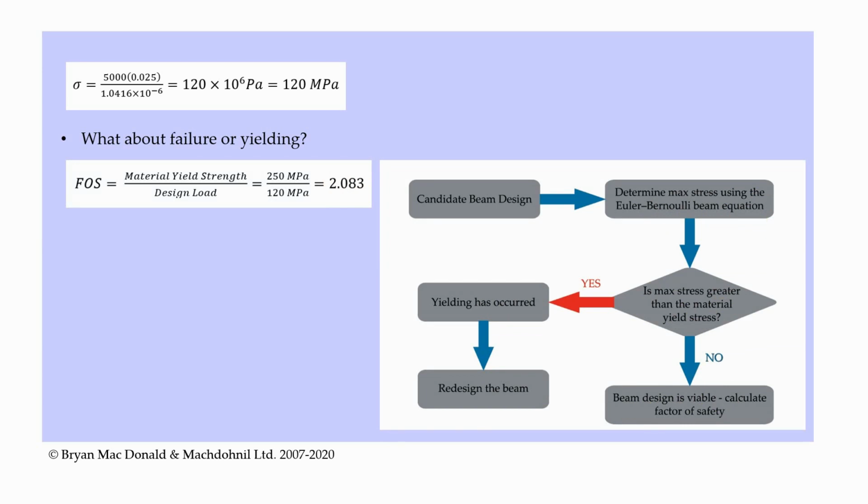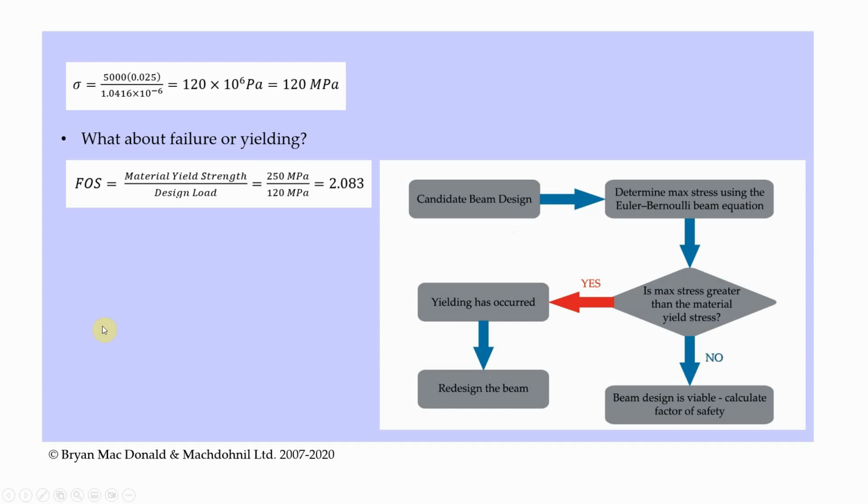We need to change something to try and reduce the stress in the beam. So we might change the cross section. We might change the length. We might change the load, something like that. So that's just a very, very simple example, and this shows the flow chart we went through doing that example.